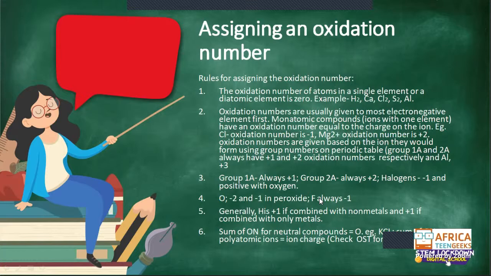And fluorine is always -1. That's another important thing that you must know, because the group where fluorine falls under doesn't suggest it would be -1. But in this case, it is -1 because it's a rule of assigning oxidation numbers. Okay. So generally, hydrogen, sorry, I forgot to make a space here. Hydrogen is +1 if combined with non-metals, and -1 if combined with only metals.